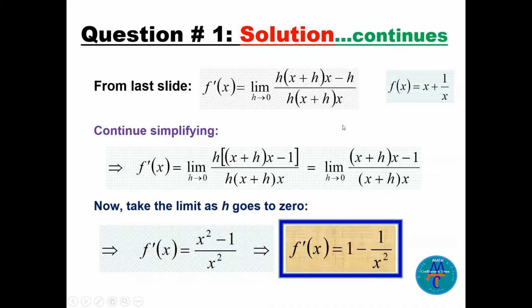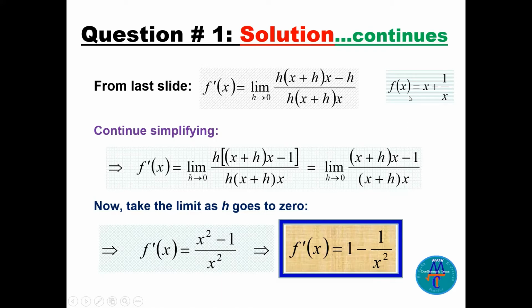Now, let's continue. From the last slide, we have seen this one for f prime of x. We can take here h as a common factor. So inside, we have x plus h times x minus 1. Cancel the h. We have this function now. Let's find the limit as h goes to 0. So we can replace h by 0. Becomes x squared minus 1 over x squared. Divide each term here by x squared. We get f prime finally 1 minus 1 over x squared.